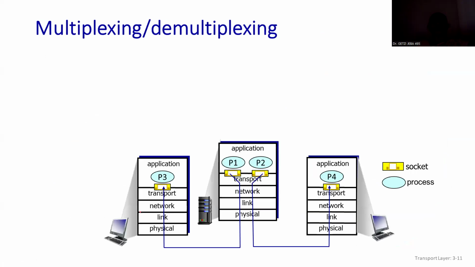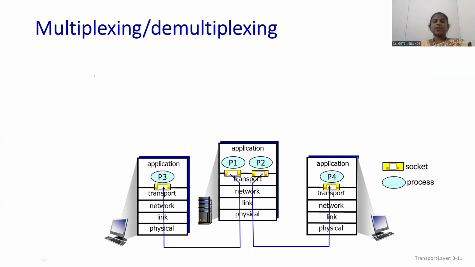So what does multiplexing do? Multiplexing is when there can be many applications running on a single entity. Say this is a server. The server may have process 1 and process 2. Now when it comes to the transport layer, it has to be multiplexed. It has to be embedded with a single IP address.